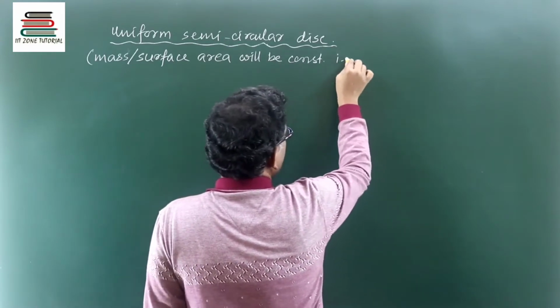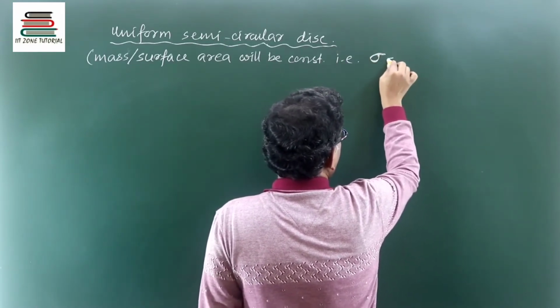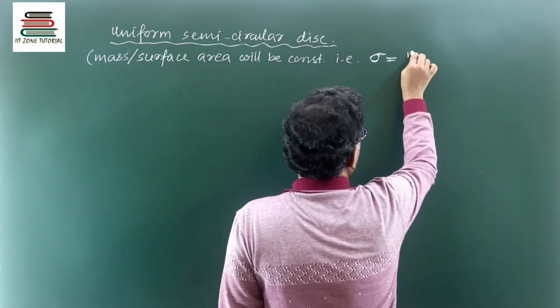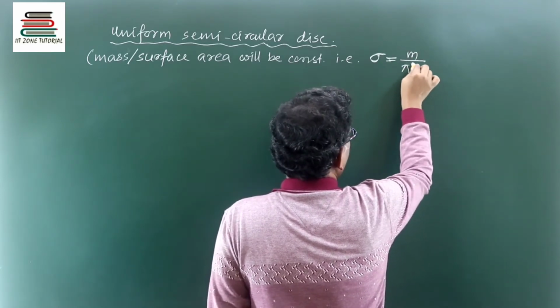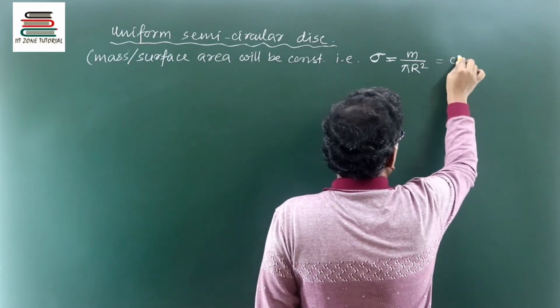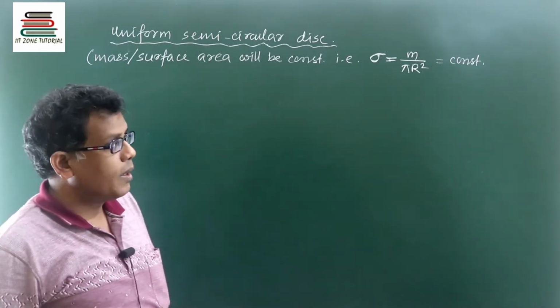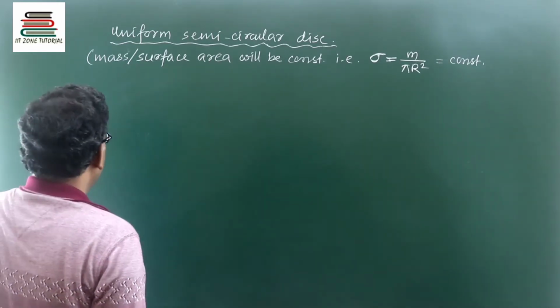For example, if I denote the mass per unit surface area with the term sigma, then it is m divided by pi r square. That is equal to a constant value, right? So m by pi r square will be the mass per unit area.